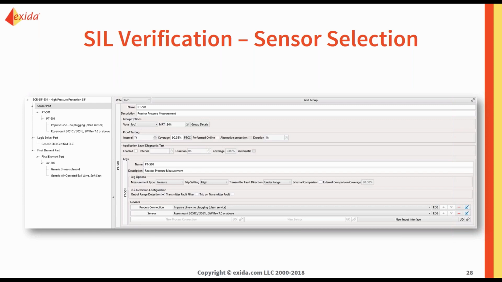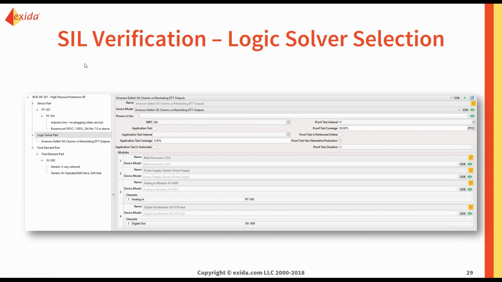Here we have a process connection and a sensor, and these are selected out of exida's SCRH database, so they have associated failure rates. They also have associated proof test coverages and proof test procedures. And so that is what it might look like if you're doing your SIL verification in the Silver tool for your sensors. It's pretty similar for your logic solver.